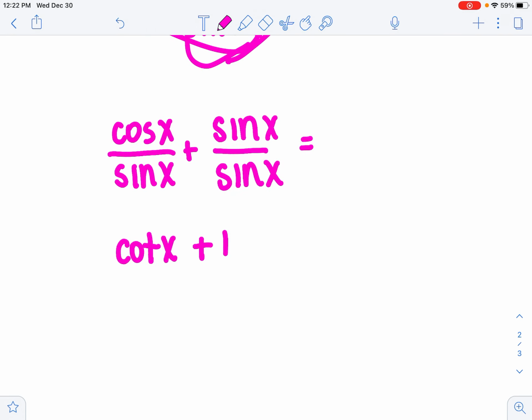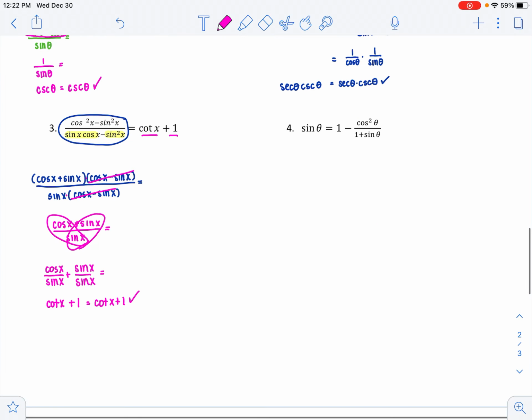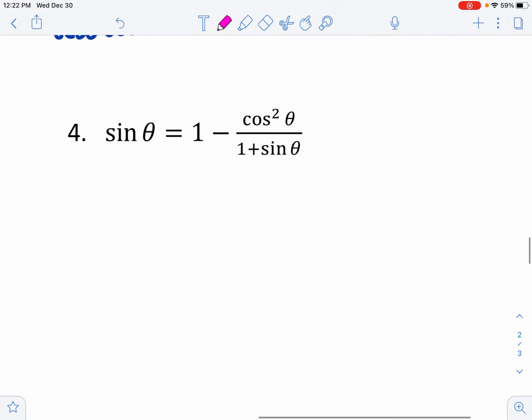That's cotangent of x plus 1, which is equal to cotangent of x plus 1. Voila. Okay, one last one for today.